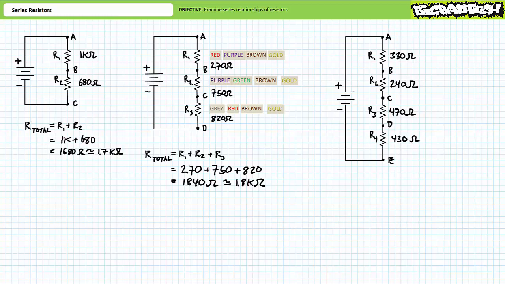Red, purple, brown is 27 followed by 10, or 270 ohms. Purple, green, brown is 75 followed by 10, or 750 ohms. And finally, gray, red, brown is 82 followed by 10, or 820 ohms. The source sees the summation of 270, 750, and 820 for a total of 1,840 ohms, or more appropriately, roughly 1.8 kiloohms. Finally, for our third circuit, the source sees a summation of 330, 240, 470, and 430 ohms for a total of 1,470 ohms, or more appropriately, roughly 1.5 kiloohms.